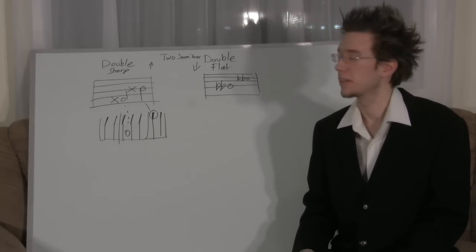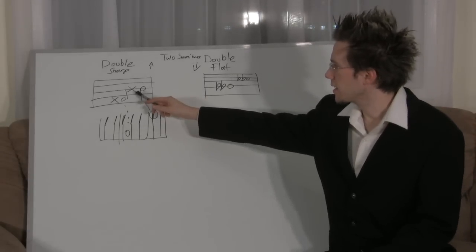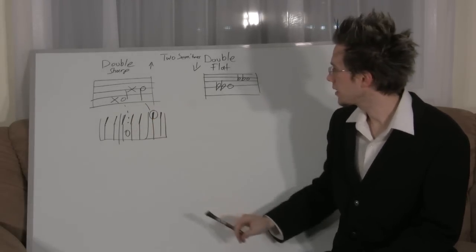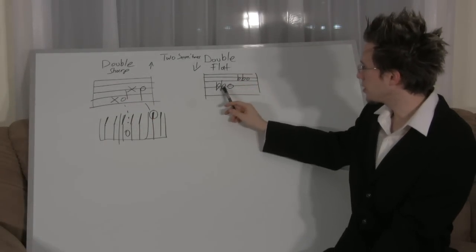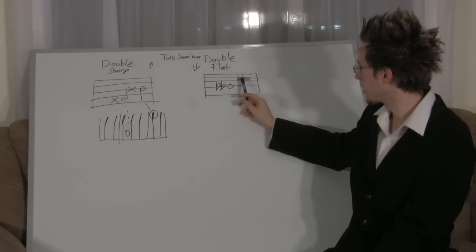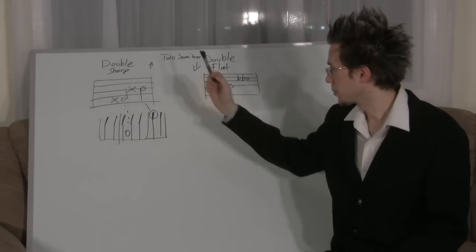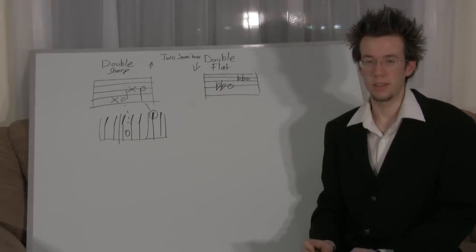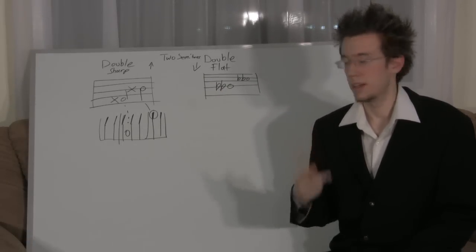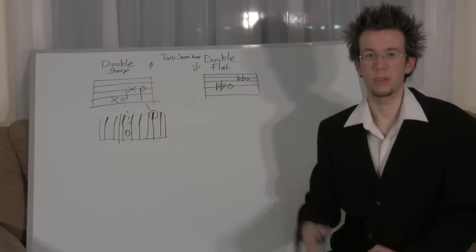It's actually very simple. All a double sharp is, it looks like an X. So you either put the X in the space or on the line. And a double flat looks like two flats just side by side together on the same line or space. That's a double flat, and that's a double sharp. Now the effect they have is that they go up or down two semitones. So you take whatever note you're at and go a full whole tone.